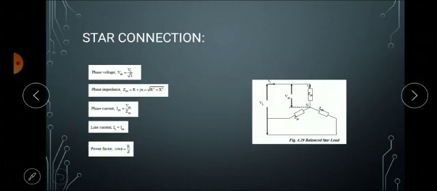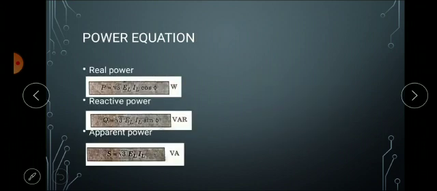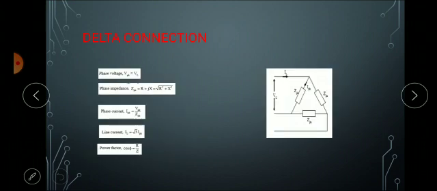In a star connection, the formula for phase voltage V phase is equal to VL divided by root 3. Phase impedance Z phase is equal to R plus jX, where X is the reactance. Phase current I phase is equal to V phase divided by Z phase. Already we know in star connection IL equals I phase. The power factor cos phi is equal to R by Z, where R is the resistance and Z is the impedance. In delta connection, line current IL equals root 3 I phase. Phase voltage V phase is equal to VL, otherwise the formulas are the same.